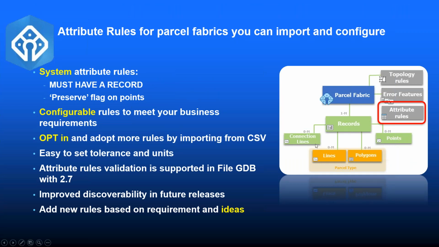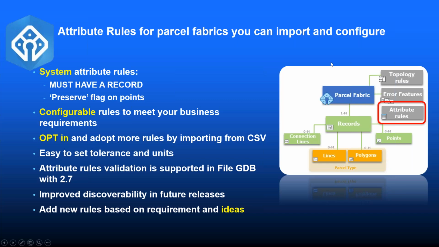You can look at the new diagram here that Christine updated for the conceptual diagram for the Parcel Fabric information model, and you can see that we have the topology as we used to have before, but we have a new box here called attribute rules. So we deprecated the concept of having our own rules. We basically rely on topology rules and attribute rules. And the rule that used to be called must have a record is still a rule, but it's now an attribute rule, as well as another rule that we use to help us preserve points if they are worth preserving when you delete a parcel for whatever reason.